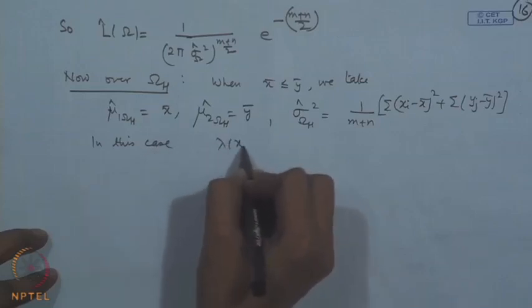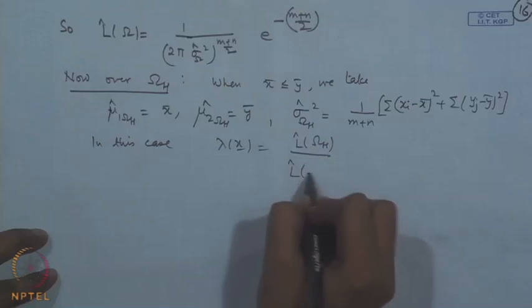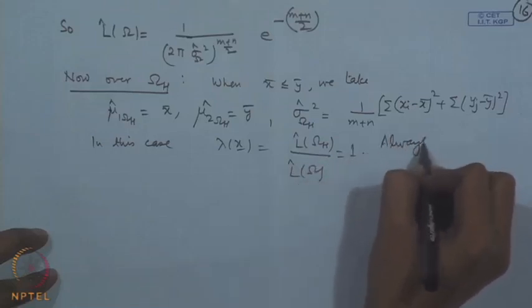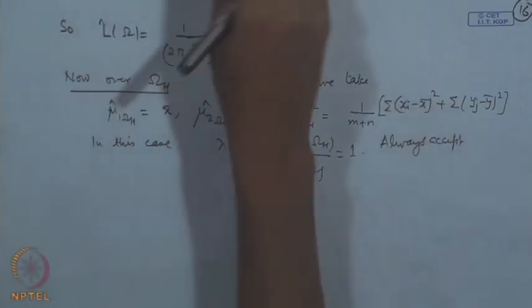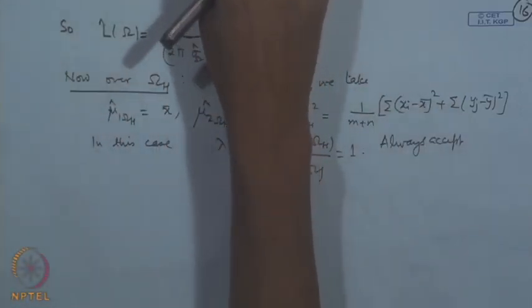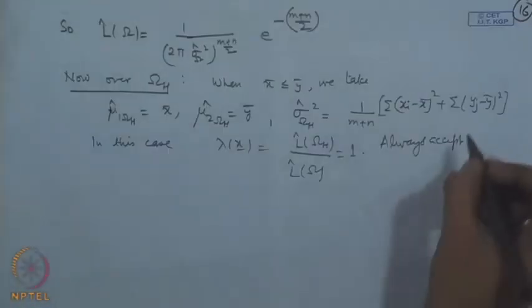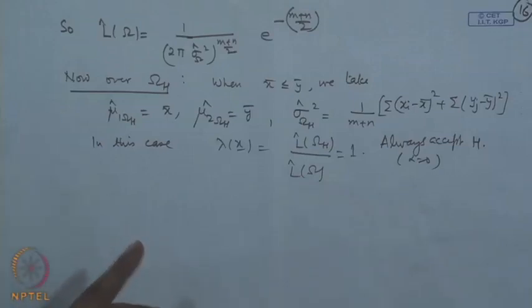In this case, the ratio L head omega h by L head omega is equal to 1. So, we always accept H 1. The hypothesis that I mentioned here, mu 1 less than or equal to mu 2 against mu 1 greater than mu 2. So, we always accept H. So, that is alpha is equal to 0.